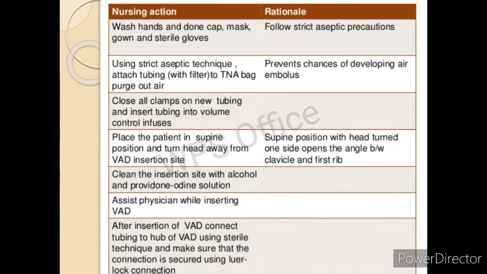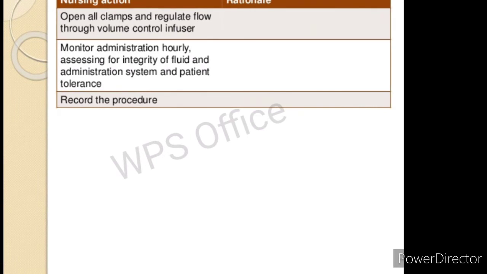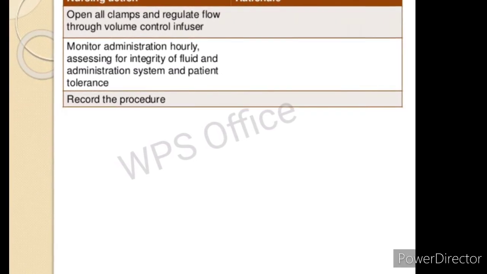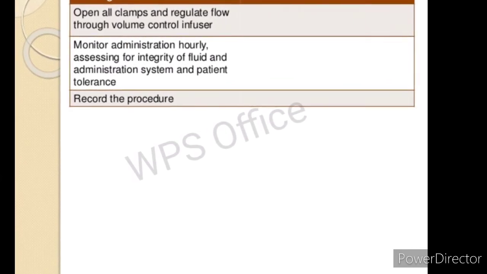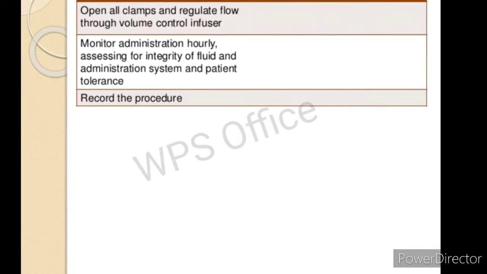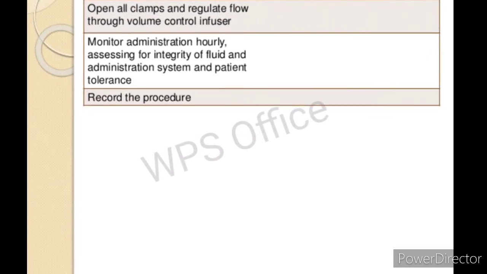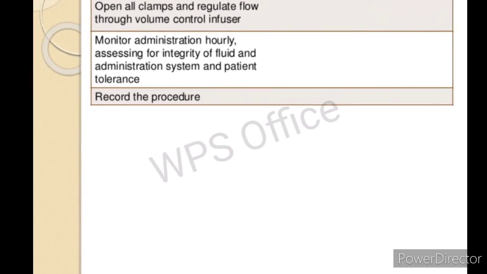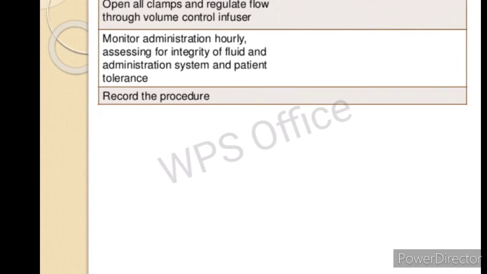Then open all clamps and regulate the flow volume through the volume control infuser. We will use a volume control infuser, open all the clamps, and monitor administration closely. We should inspect for any complications or any discomfort during the administration of the TPN, assessing the integrity of the fluid and administration system and patient tolerance. Then after that, we should record the procedure. So this is the procedure.